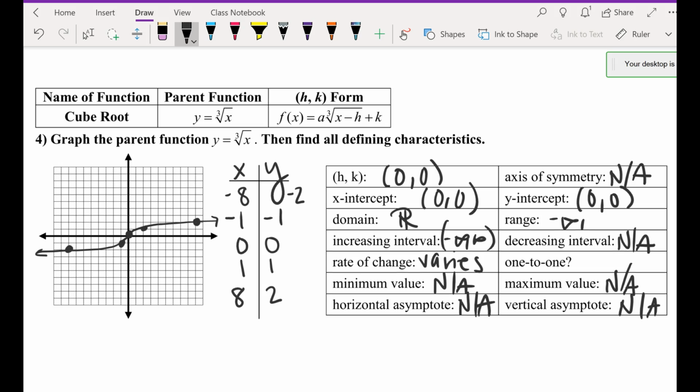What's the range? Negative infinity all the way to infinity, also called all reals. Okay, so that's the parent. You could write either. I will accept either format. We didn't check 1 to 1. Is it 1 to 1? Yes, it is. Can you write all real numbers for increasing interval? No, you may not. Why? Because it's not literally.